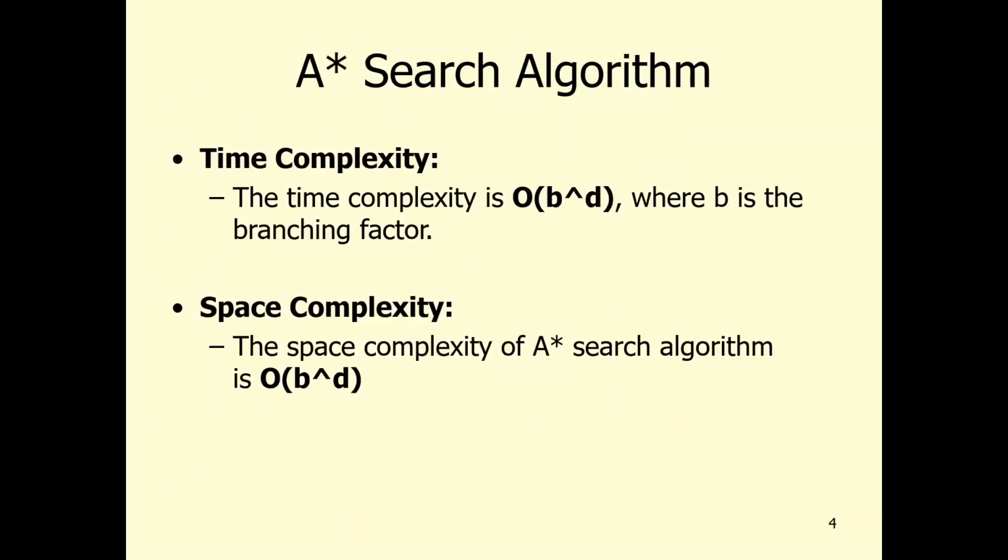Now let's see about the time and space complexities of A star search algorithm. The time complexity is big O of b raised to d, where b is the branching factor and d is the depth of the tree. Space complexity can also be given as big O of b raised to d.